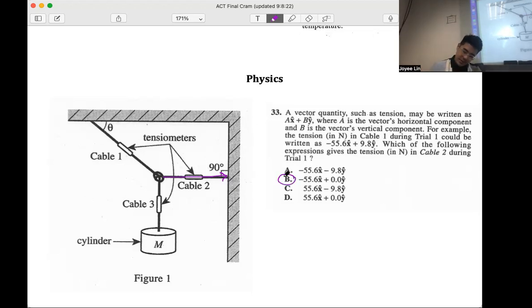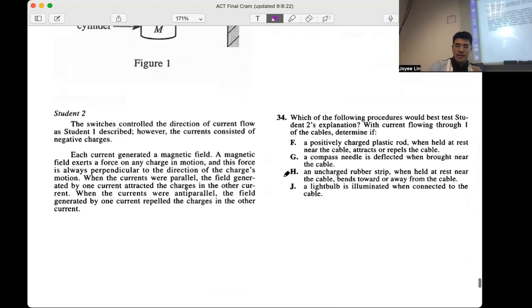Let me see if there's anything else I would do. Let's look at this one for the last one, then I'll answer any questions you might have. Which of the following procedures would best test student 2's explanation with current flowing through the cables? So it says each current generates a magnetic field. So which one would best test that? G. If it's an uncharged rubber strip, uncharged means it has no charge, right? So it would neither be attracted nor repelled by the thing.